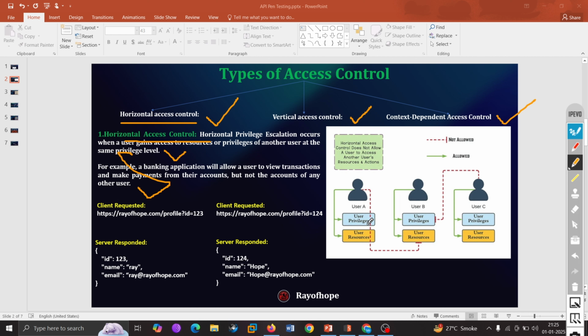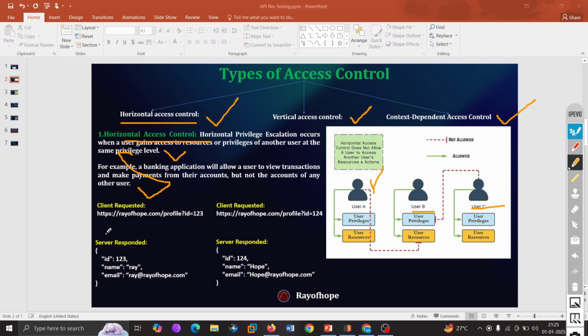This is user A, this is user B, and this is user C. So if this user is using the HDFC bank application, he can see his own transactions, but he could not see user B's or user C's transactions. If he can see them, that's a horizontal access control issue, and really critical, right?